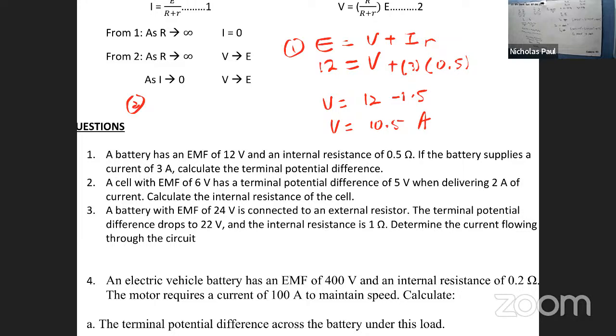Right, that's right. Alright, cool. I have work out number 2 and 3.